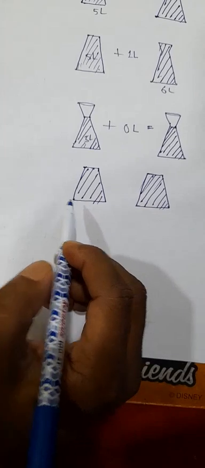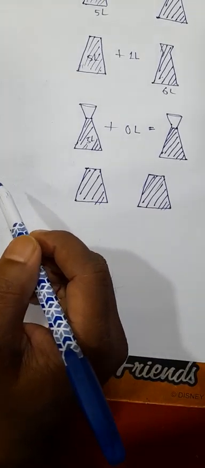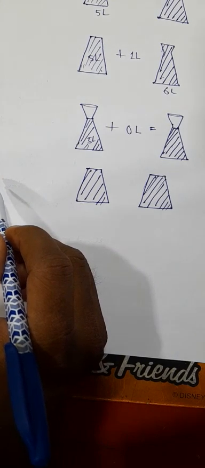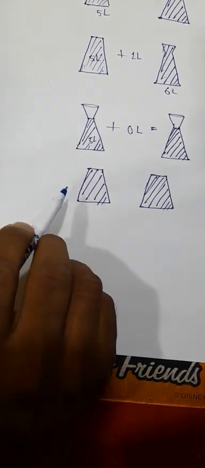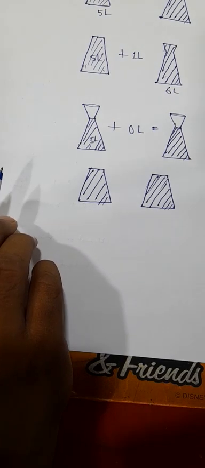So what we understood is 0 is called the additive identity element, meaning when you add 0 with any whole number, the identity of the whole number will never change. It will remain itself.